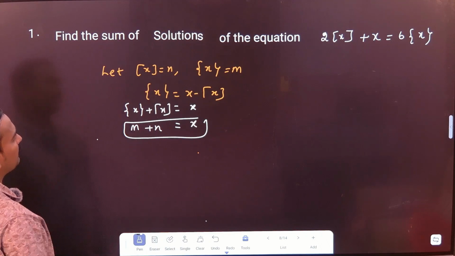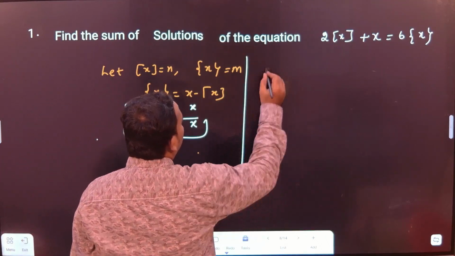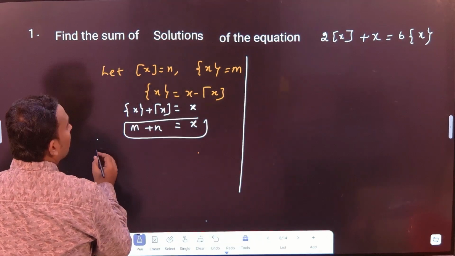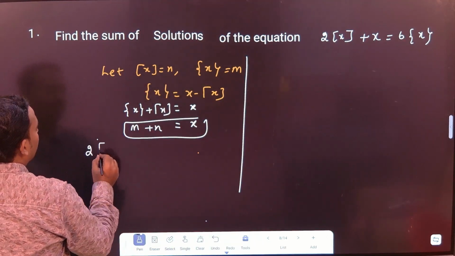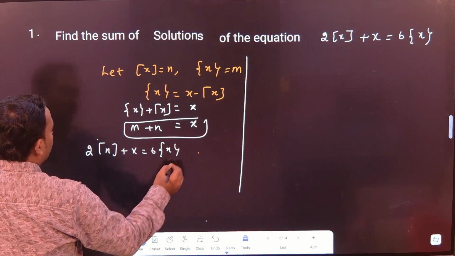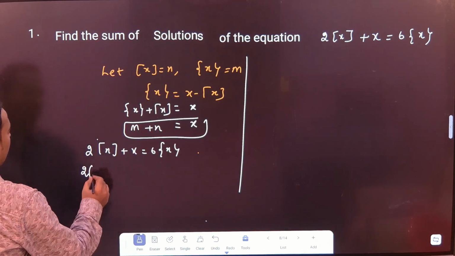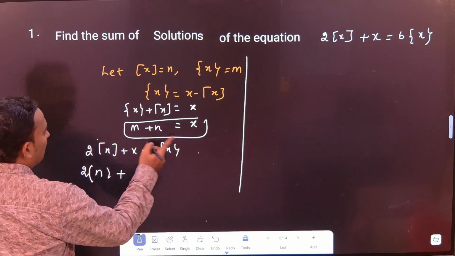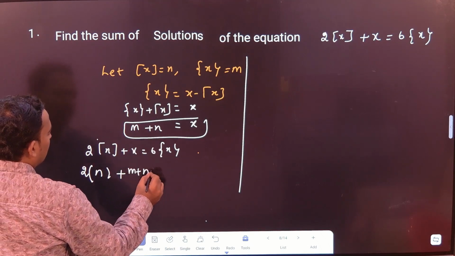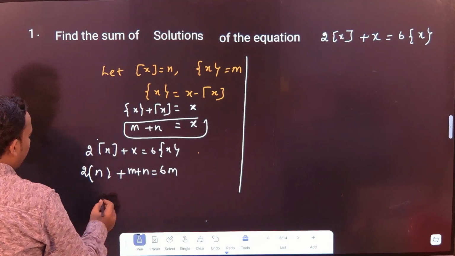Okay, now you can substitute it here. What will we get? So you can see here, I will start from here, right? 2 times the greatest integer function plus x is equal to 6 times the fractional part function. We consider the greatest integer function as n, so x is m plus n, is equal to 6 times the fractional part function m. So you can simplify this.